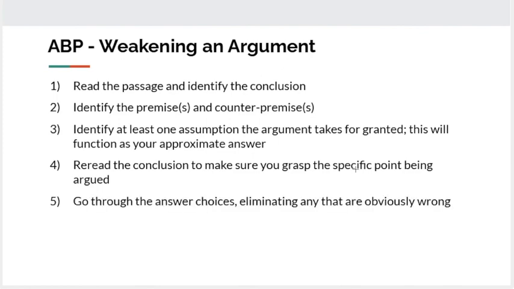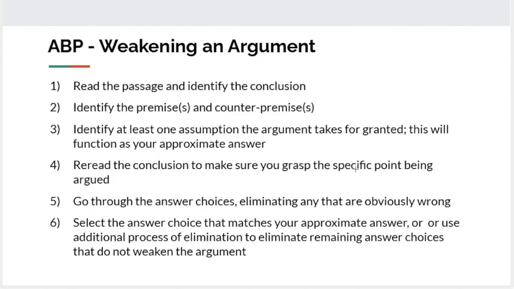Go through the answer choices, and eliminate any that are clearly wrong in the sense that they either strengthen the argument or seem to be clearly irrelevant. And then perhaps there will be just one answer choice that matches your approximate answer, or you might have to go back and do a little process of elimination to get rid of remaining answer choices.